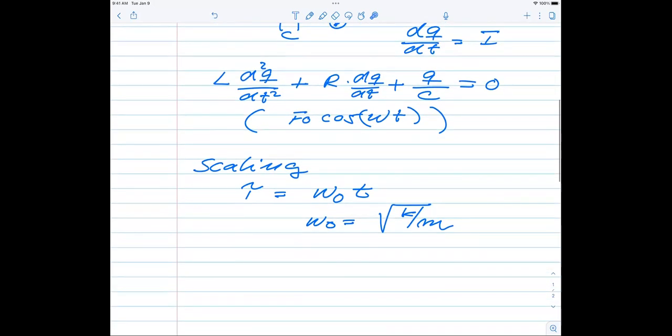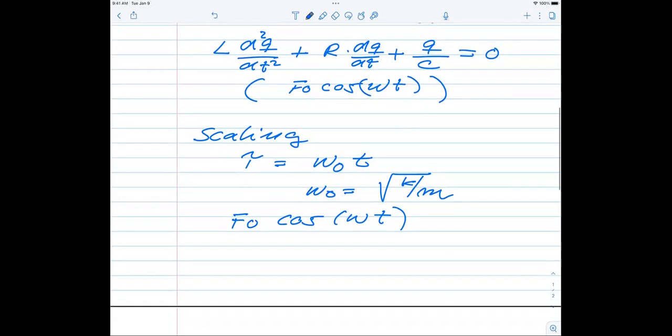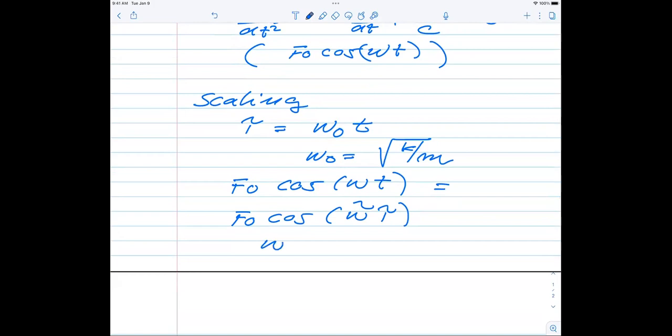So when we scale now, if we look at this force term, we have an F0 times a cosine of omega times t. So if we introduce this term tau, we can actually rewrite that one in terms of an F0 times cosine of omega tilde times tau. And this omega tilde is simply the old frequency divided by omega 0. And that simplifies also the analysis of the equations.